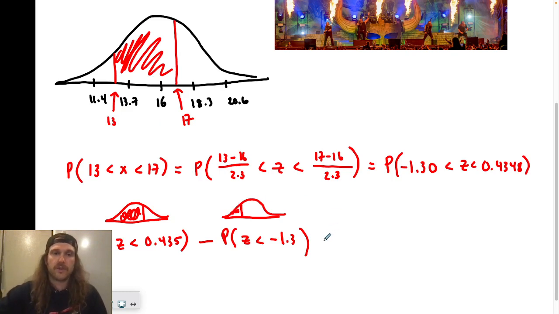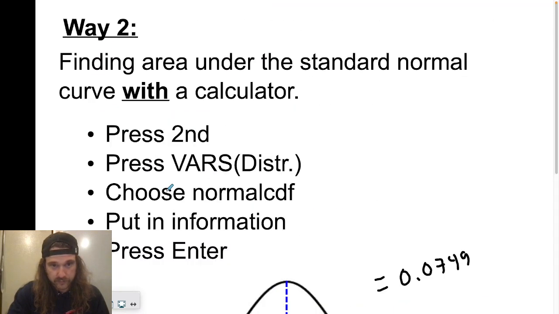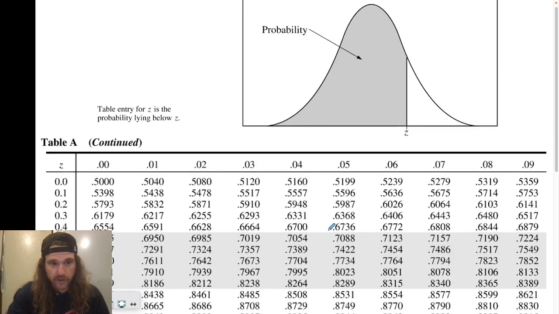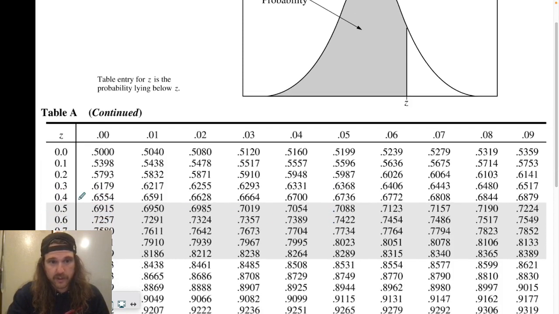Now, since we have two areas that are left reading, I can go to my table and find 0.435. 0.435 is halfway between these two. So you can say, 0.6664 and 0.6700. What's the halfway point between those two? Or you can just pick whichever one is closer and it'll be an approximation. That's fine.